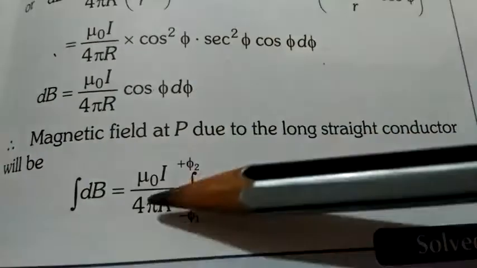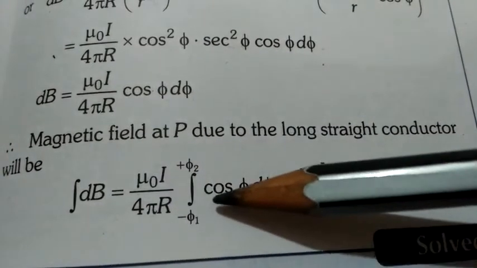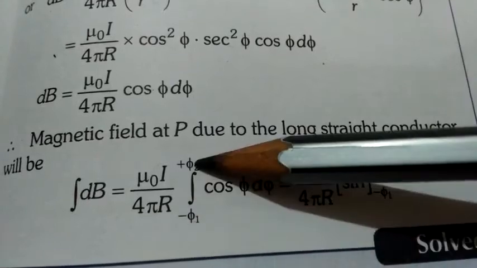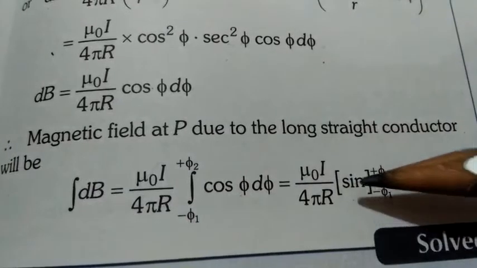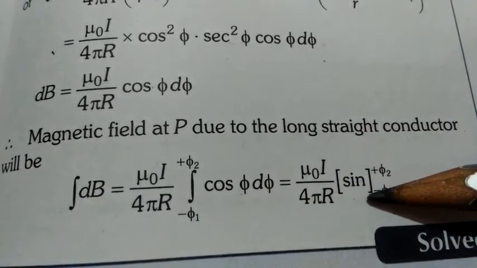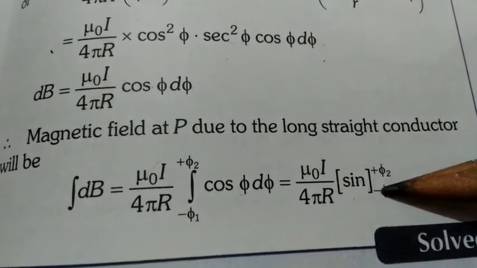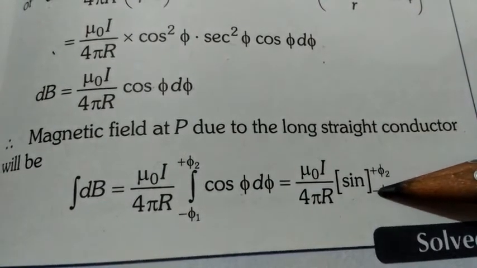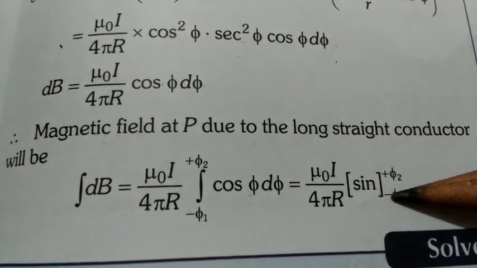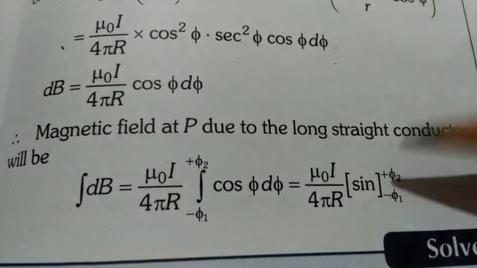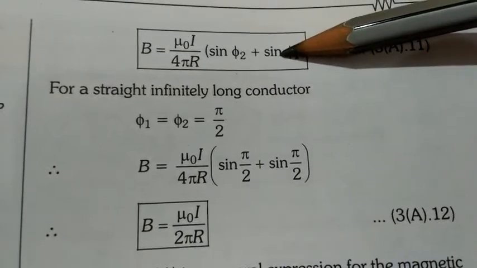When we integrate it, all the constant terms will come out, and the integration will be of cos phi d phi from minus phi 1 to phi 2. Now the integration of cos phi is sin phi. When we put upper limit minus lower limit, we have sin phi 2 minus sin phi 1. This is a minus sign here, na. When we put the limits, we take upper limit minus lower limit, but because of this minus, that minus becomes plus, and we will have this equation.